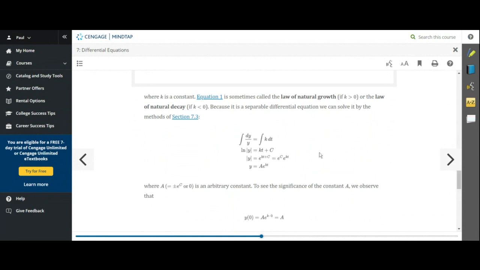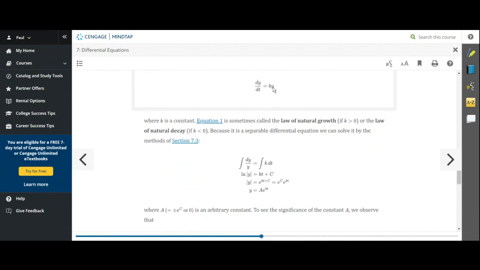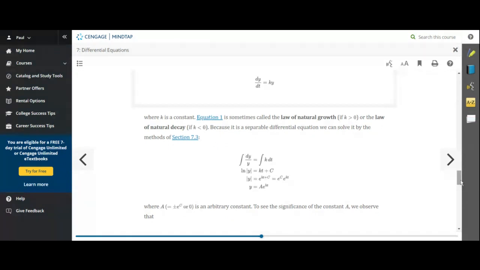And if you separate the variables here, which isn't hard to do, you'll get a solution. So if your differential equation is dy/dt equals k times y, then y is equal to a times e to the kt power. When you have this type of differential equation, the solution is an exponential function, and so that's why we call it exponential growth. Are there any questions on that general idea?